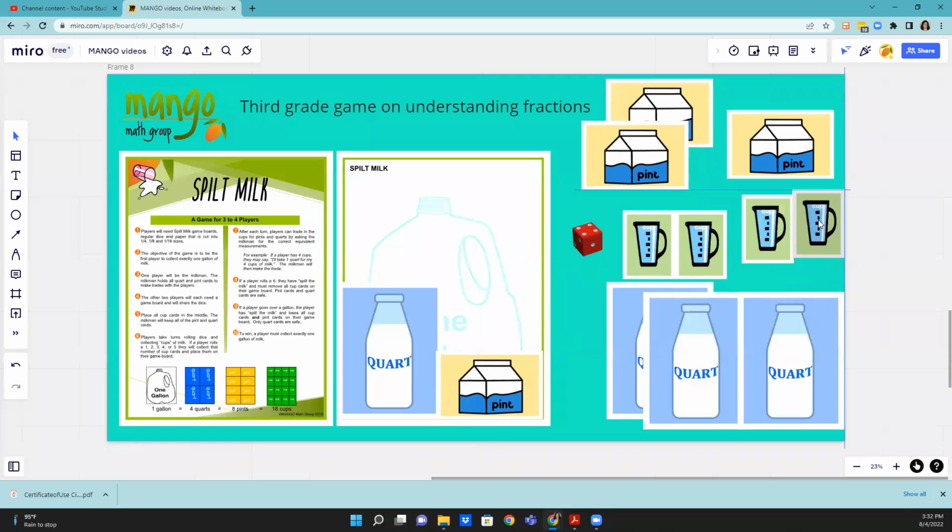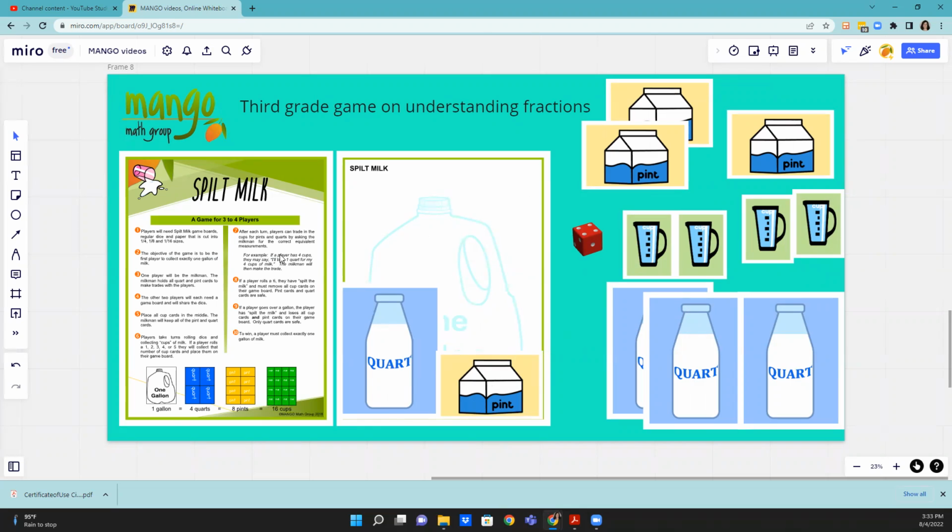Now, to get an understanding of fractional amounts, they're going to understand that 4 quarts equals 1 gallon, and a quart is 1/4 of a gallon, as a pint is 1/8 of that gallon, and the cups are 1/16 of that gallon. So it's shown here on the little diagram below. It takes 16 cups to make a full gallon. So each one of these cups is worth 1/16.